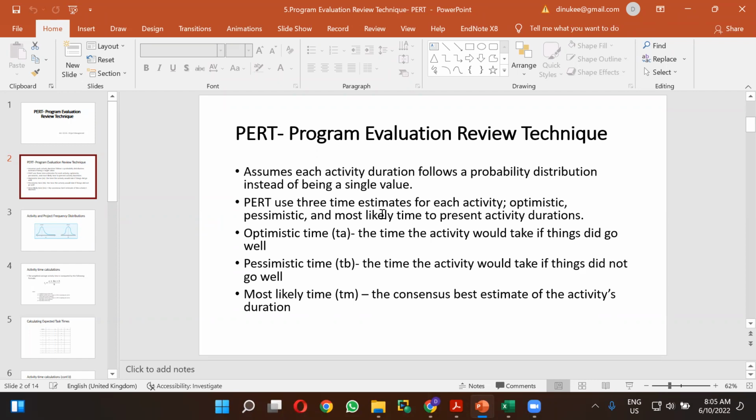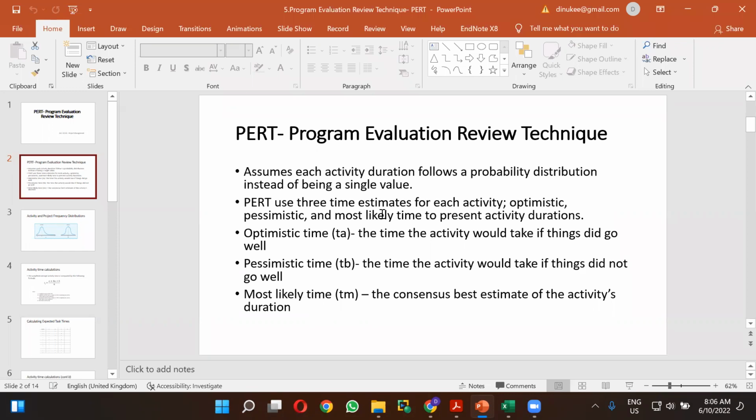But we are in a volatile environment also. All the things are changing. Therefore, predicting an activity time cannot be done in a realistic manner. Therefore, we are not giving one time. We are giving 3 times.